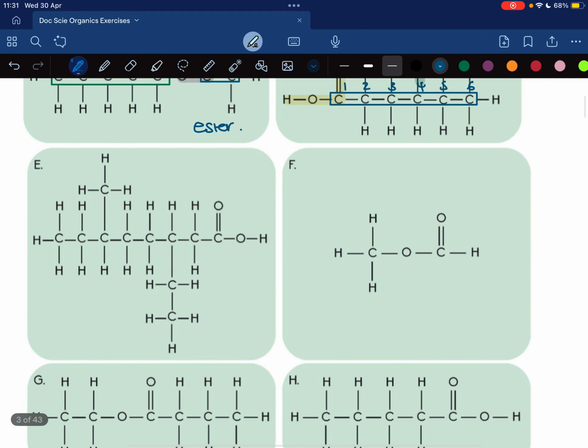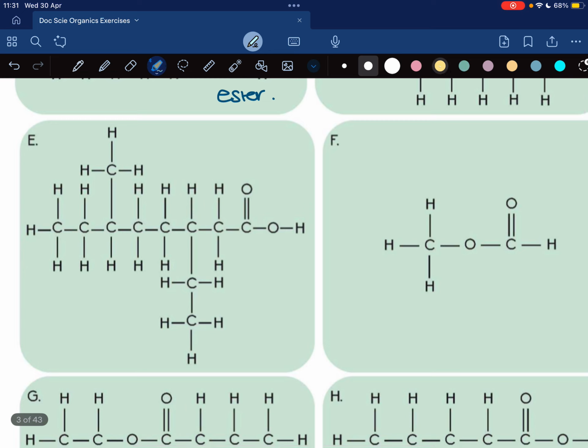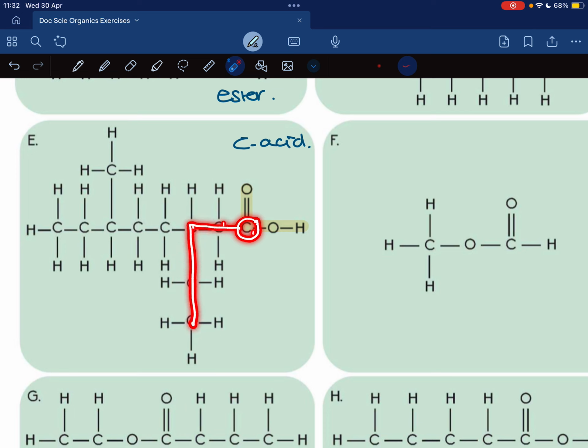Okay. Now E, I notice again that the functional group is a carboxylic acid. So I'm going to find the longest carbon chain. I can see here, you count 1, 2, 3, 4, 5, 6, 7. Make sure that this carbon is in the longest carbon chain. So you can only go this way, which is going to be 1, 2, 3, 4, 5, then 1, 2, 3, 4, 5, 6, 7, 8, or 1, 2, 3, 4, 5, 6, 7. So choose the longest carbon chain, which is 8.